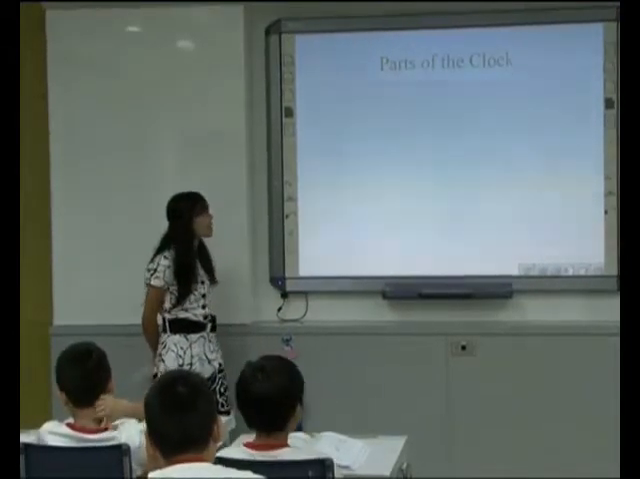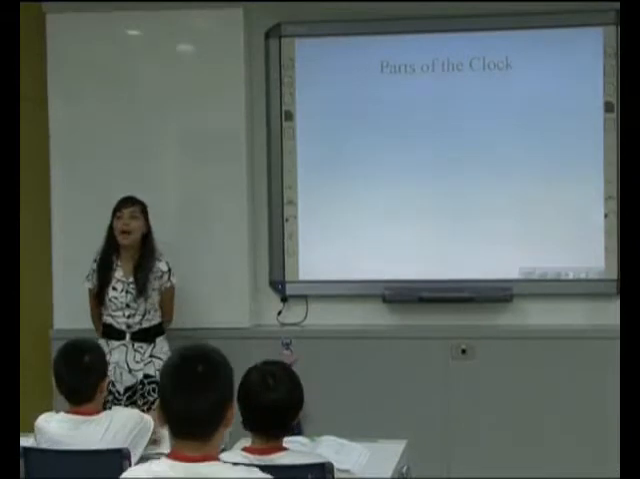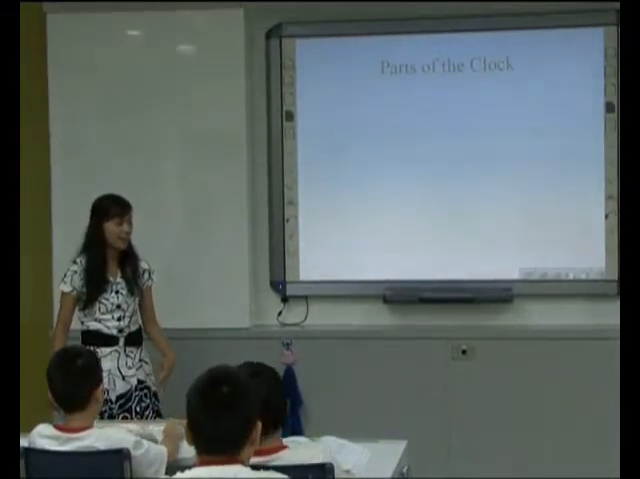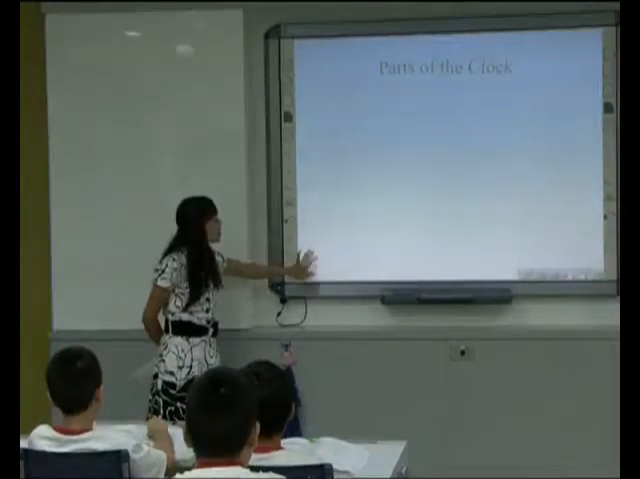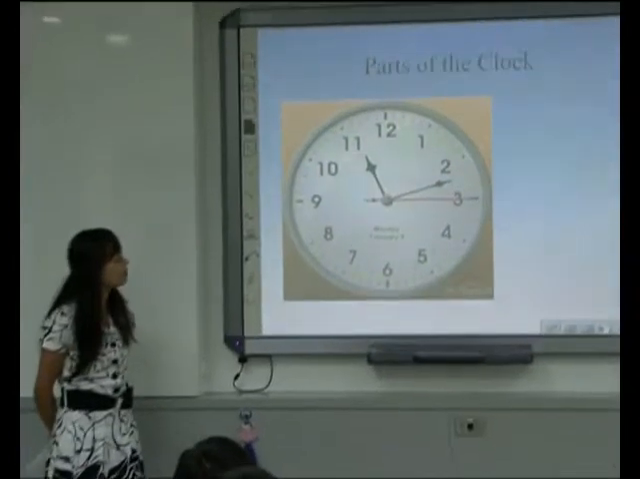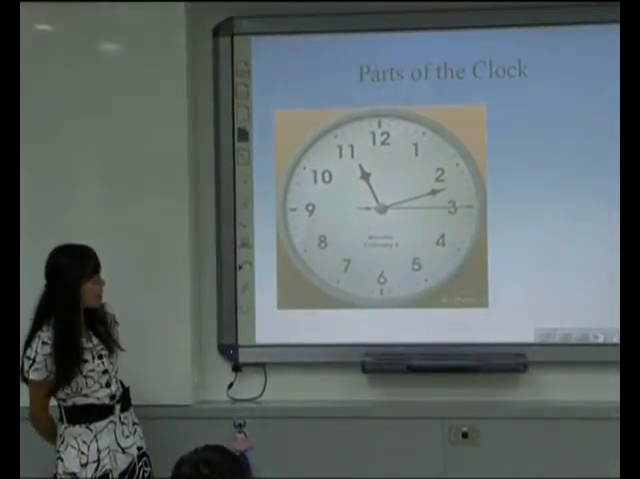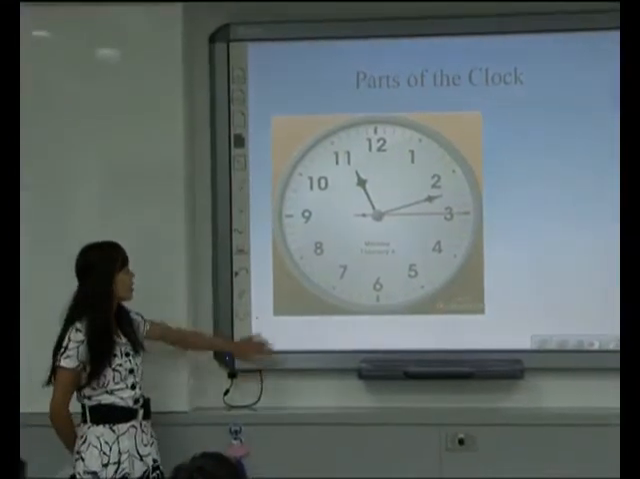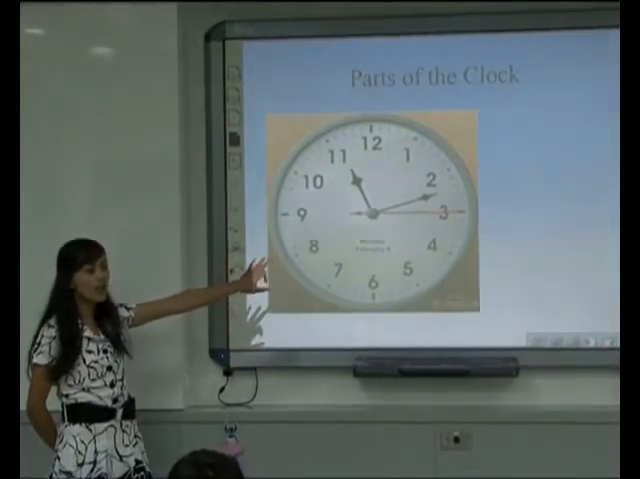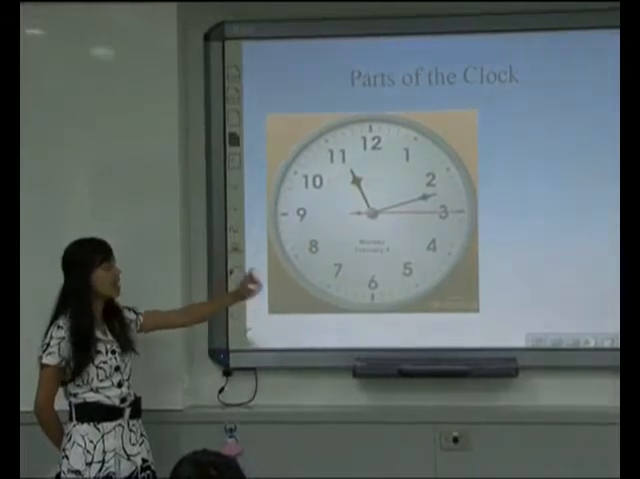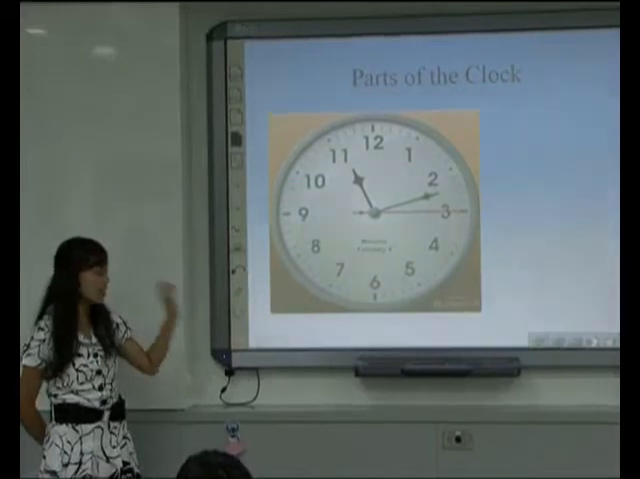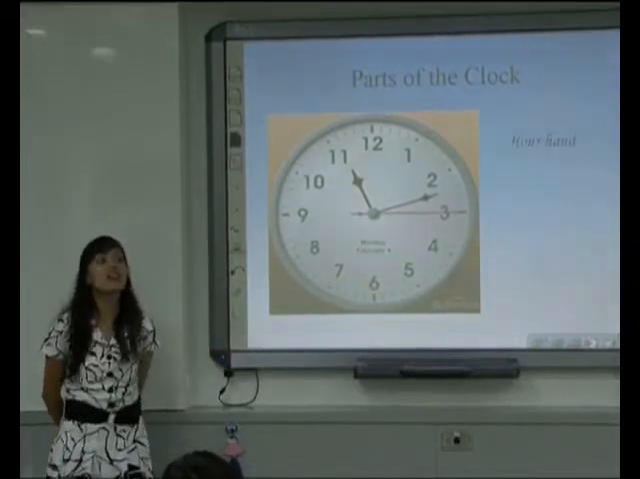Now, this time, we're going to talk about parts of the clock. Like for us, we have parts of the body. A clock also has parts. Of course, we have here the clock, and then the numbers, and then the three hands. We have here the first hand. You can see there are three hands. The short hand, the long hand, and the thin one. That one is what we call the hour hand.